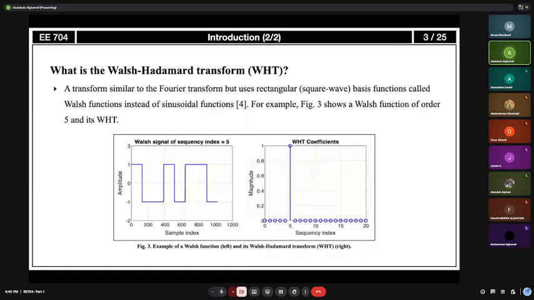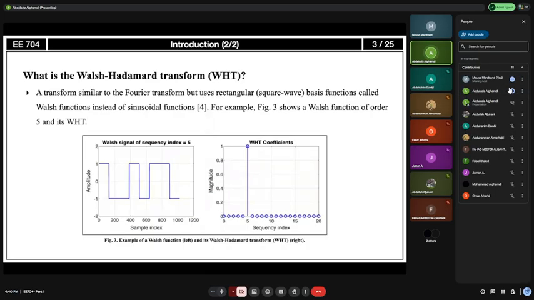Another thing I want to introduce is the Walsh-Hadamard transform. It is a transform similar to the Fourier transform, but uses rectangular square wave basis functions called Walsh functions instead of the sinusoidal functions that we already know in the Fourier transform, which are sine and cosine functions. For example, in figure 3, on the left, we have a Walsh function of order 5, and on the right, its Walsh-Hadamard transform. The order here is equivalent to frequency, but it is the number of zero crossings. So this is a way to distinguish between Walsh functions: by the number of zero crossings.